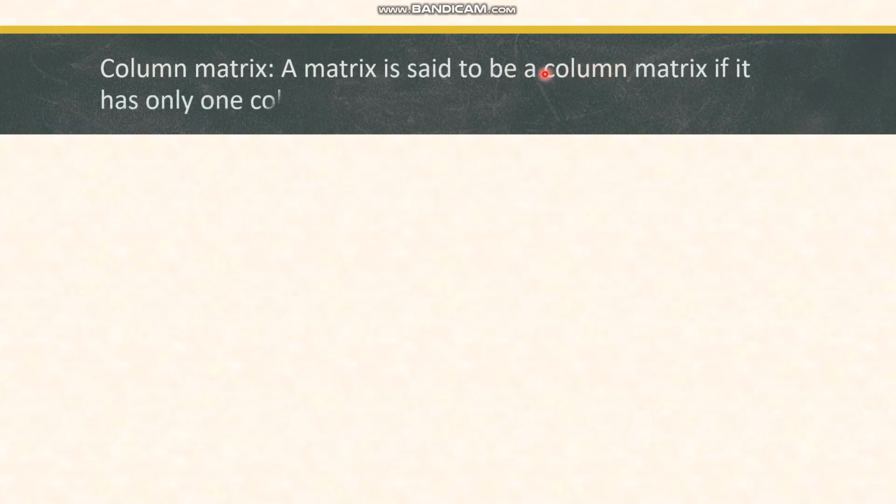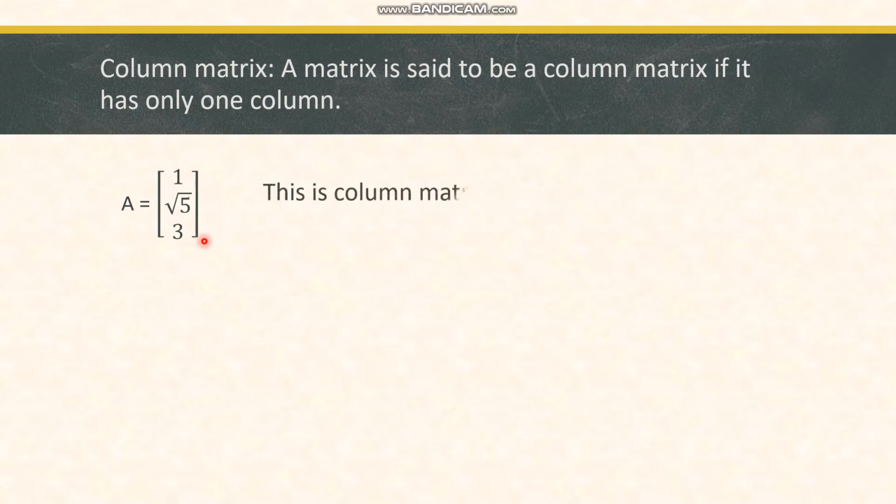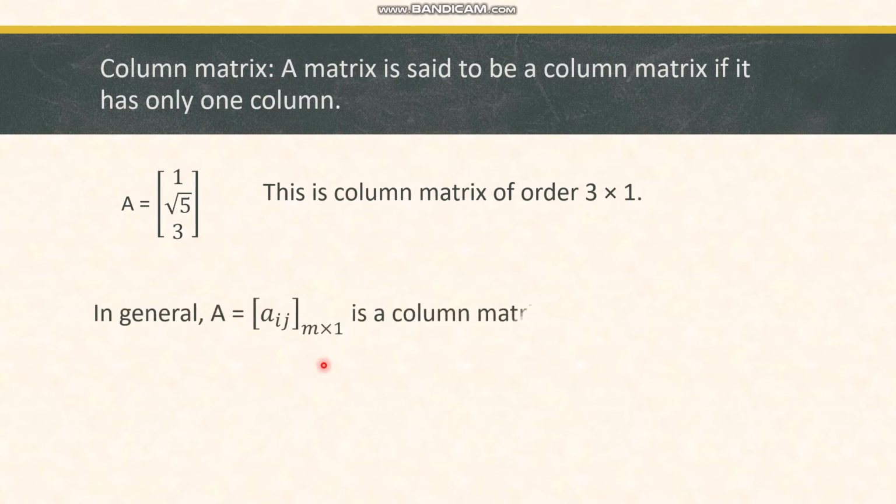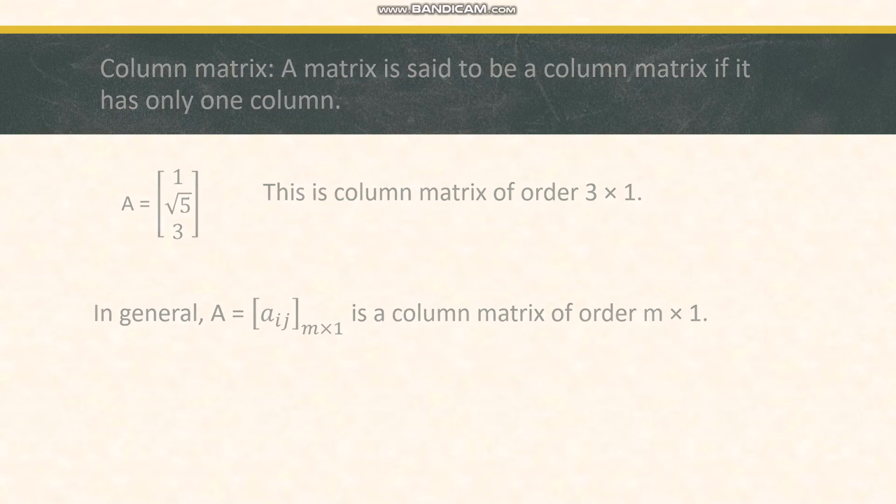Now let's discuss the types of matrices. The first one is the column matrix. A matrix is said to be a column matrix if it has only one column. For example, if I see this, 1, root 5, 3, it has only one column and it has 3 rows. So this is a matrix of order 3 cross 1. It has 3 rows but one column, so it's a column matrix. So in general, a matrix having any m rows and one column is a matrix of order m cross 1, and it's a column matrix.